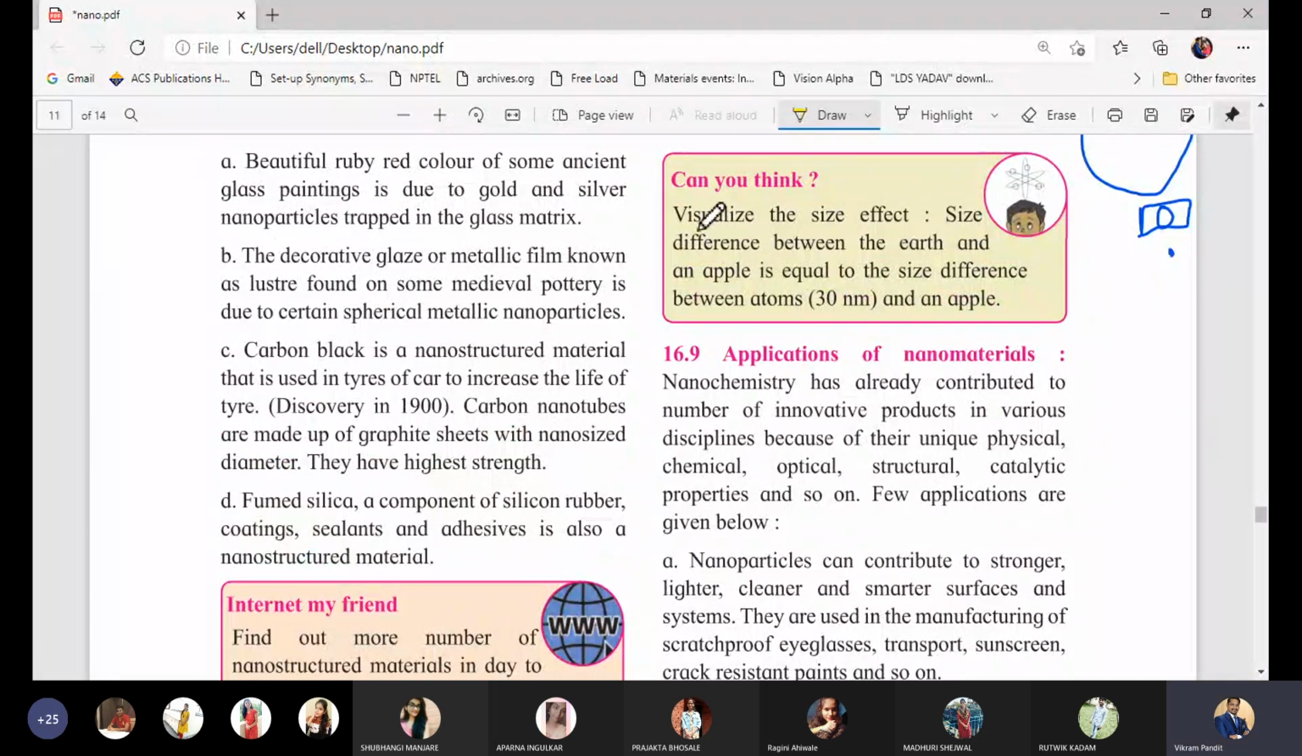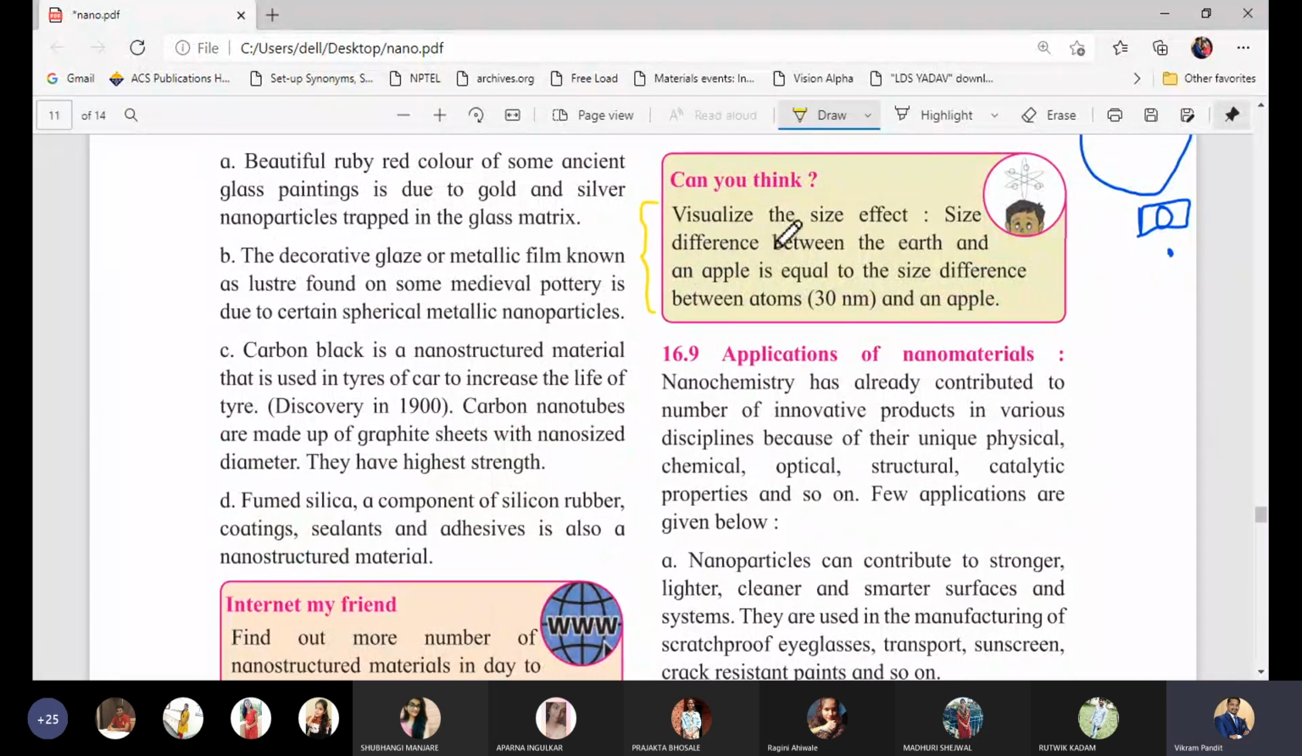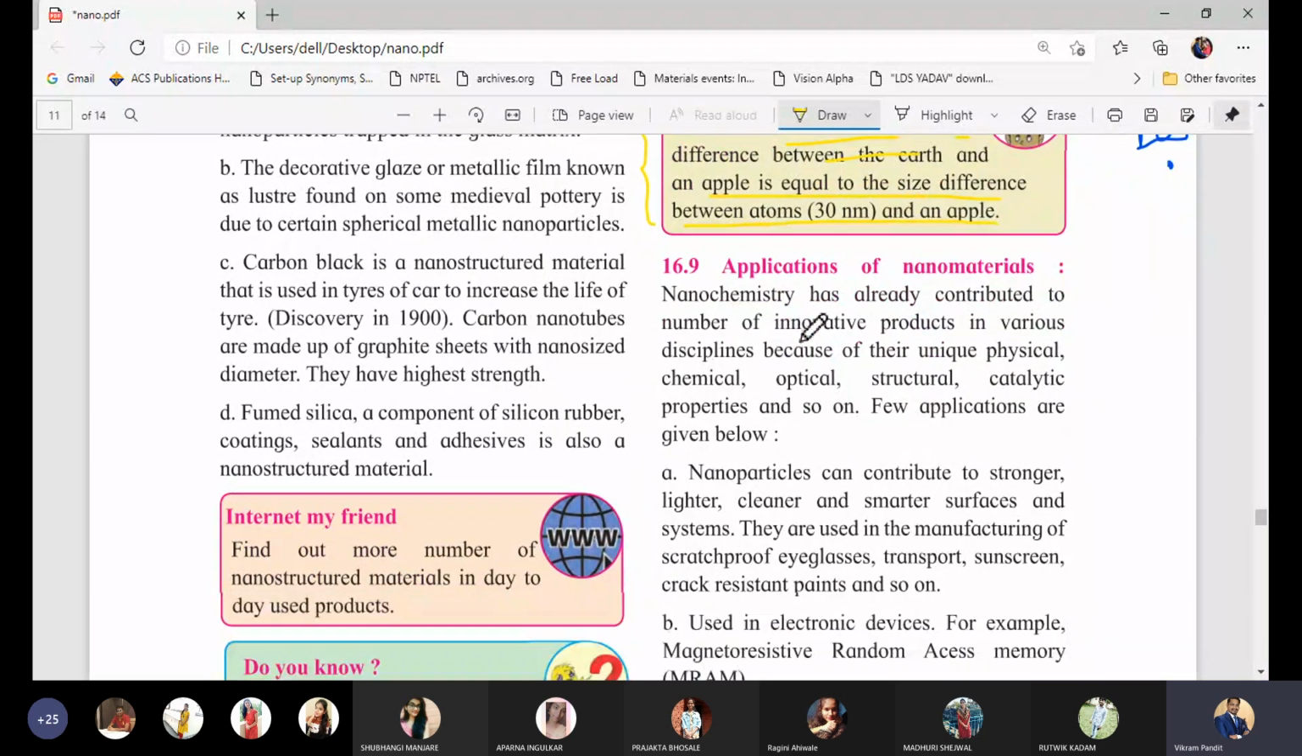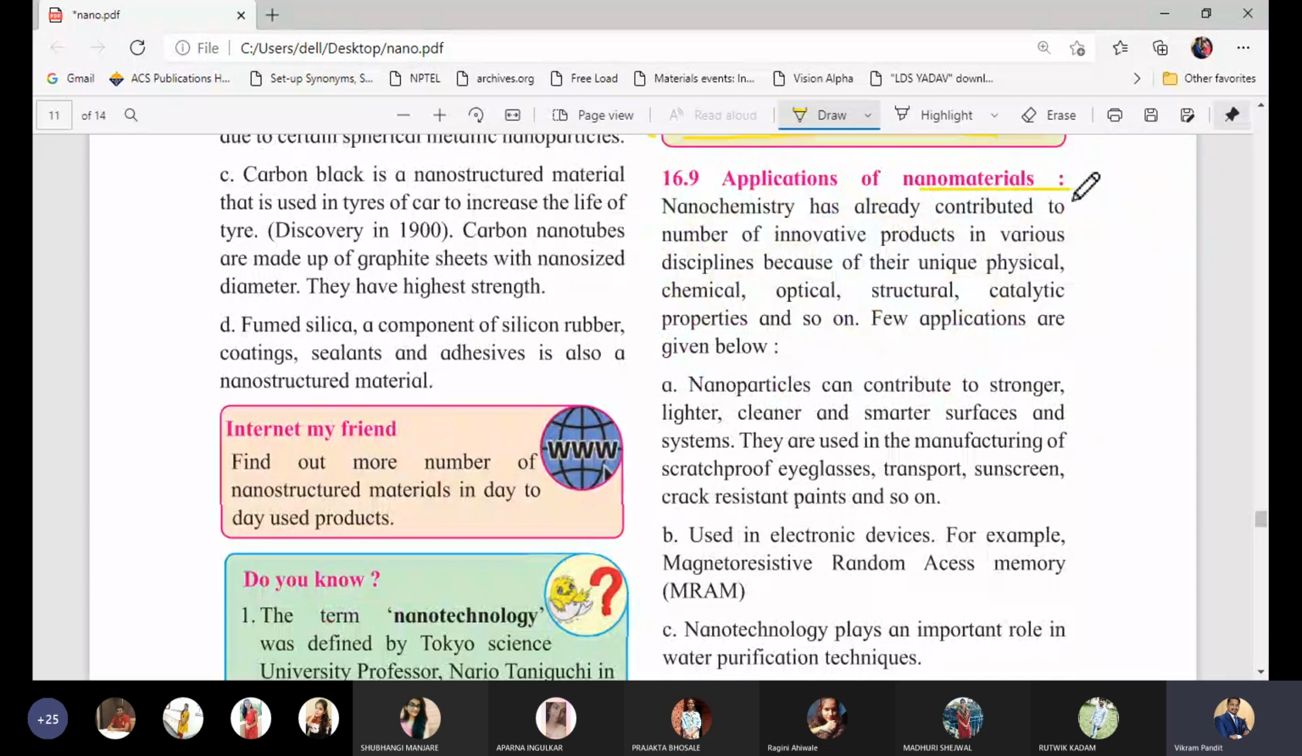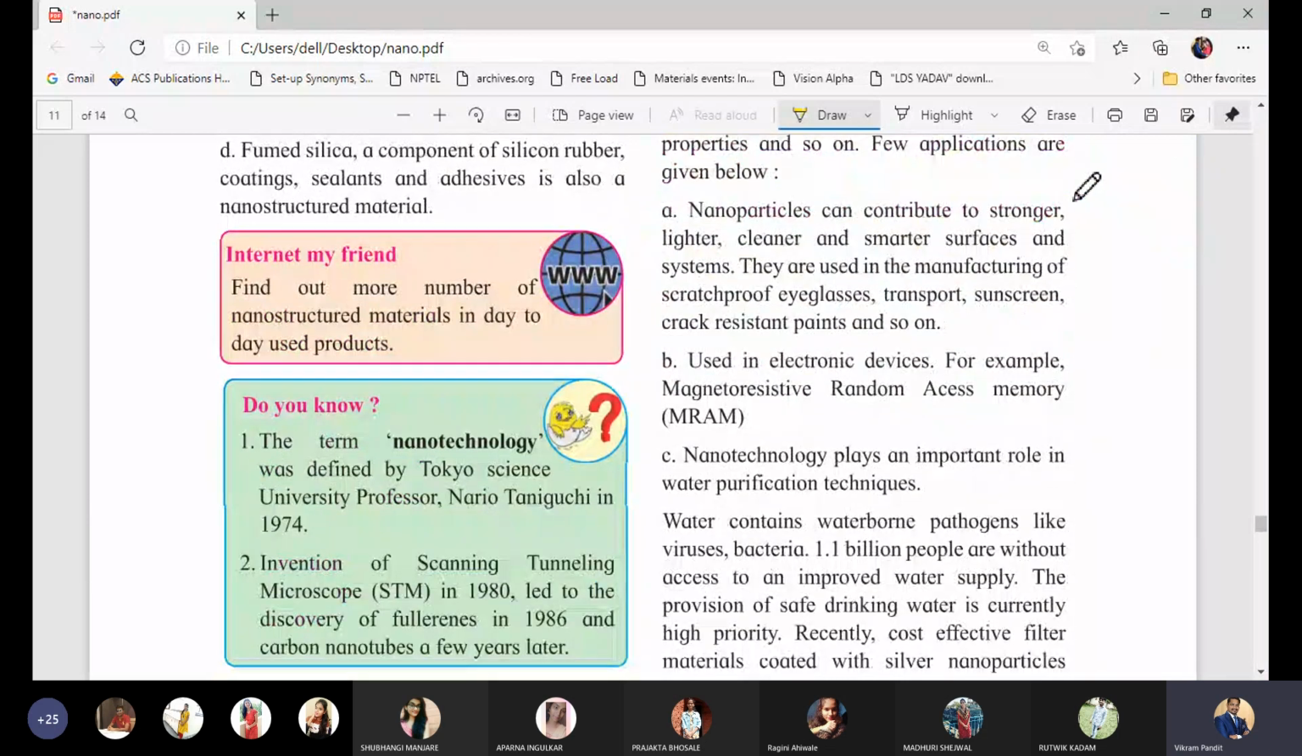Now again, if you visualize this size effect, the size difference between earth and an apple is equal to the size difference between the atom and an apple. Okay, so the atom is the smallest part here. The last point is the applications of this nanomaterial. So nanoparticles or nanomaterials are very important for lighter, cleaner, smarter surfaces. Those can be adhered on glass surfaces. So eyeglasses can be made. Then scratch proof glasses which are required for vehicles.